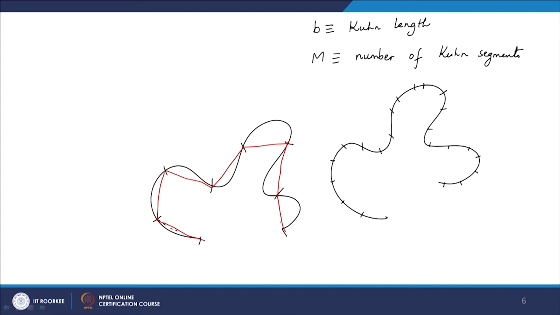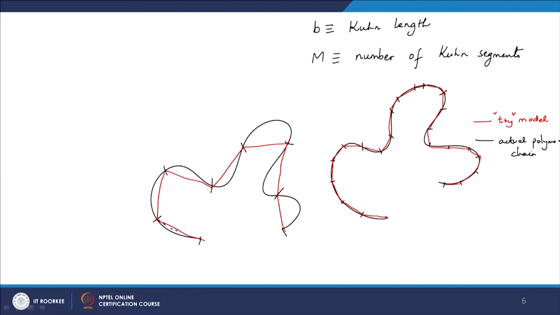By this kind of the freely jointed chain, so as to speak. On the other hand, so I am just drawing straight lines between every cone segment. So this becomes my toy model, and going back, this becomes my actual polymer chain.